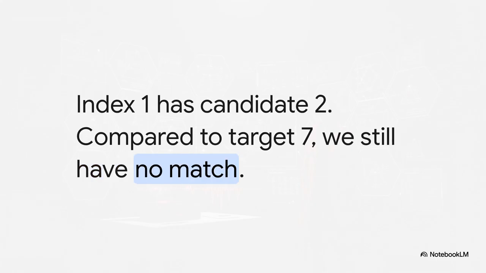We step forward to frame 2. Next spot in line, index 1. The suspect standing here is candidate 2. Check the invariant. Does 2 equal 7? No way. Another dead end. Now, it can be frustrating, but as professionals, we stay totally disciplined. Follow the process, move to the next spot.